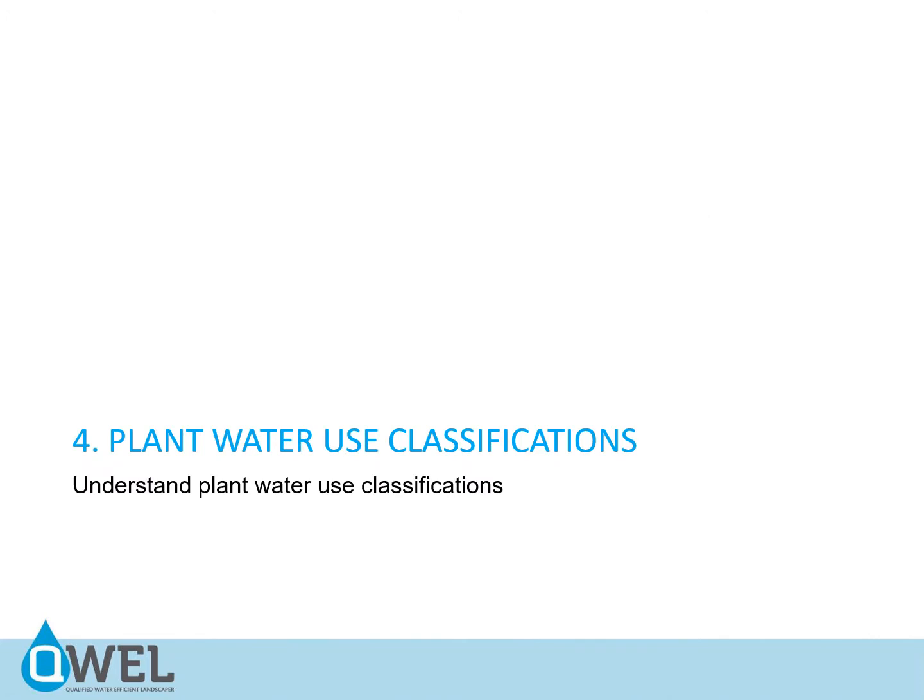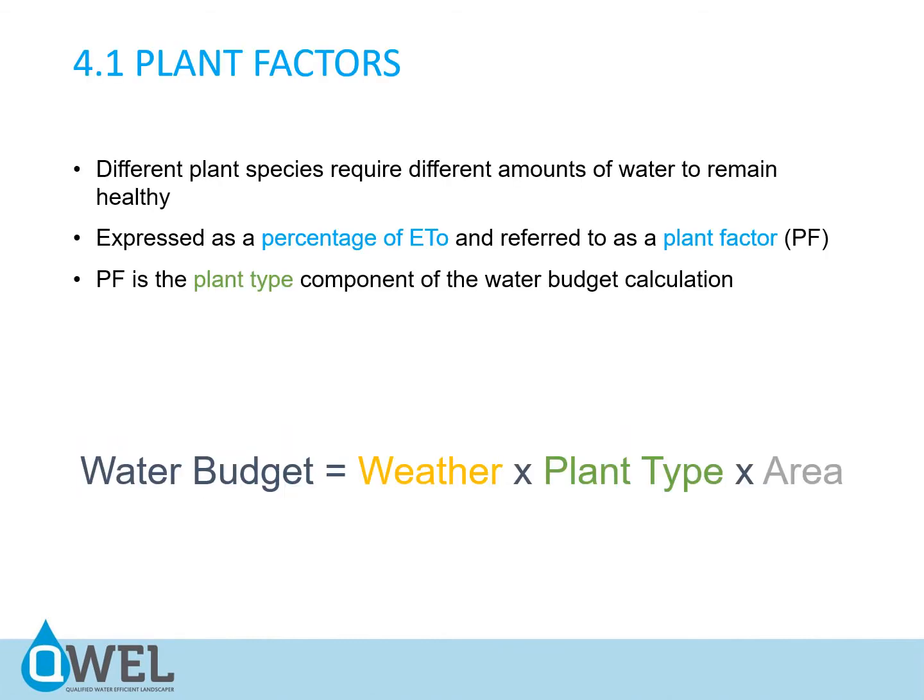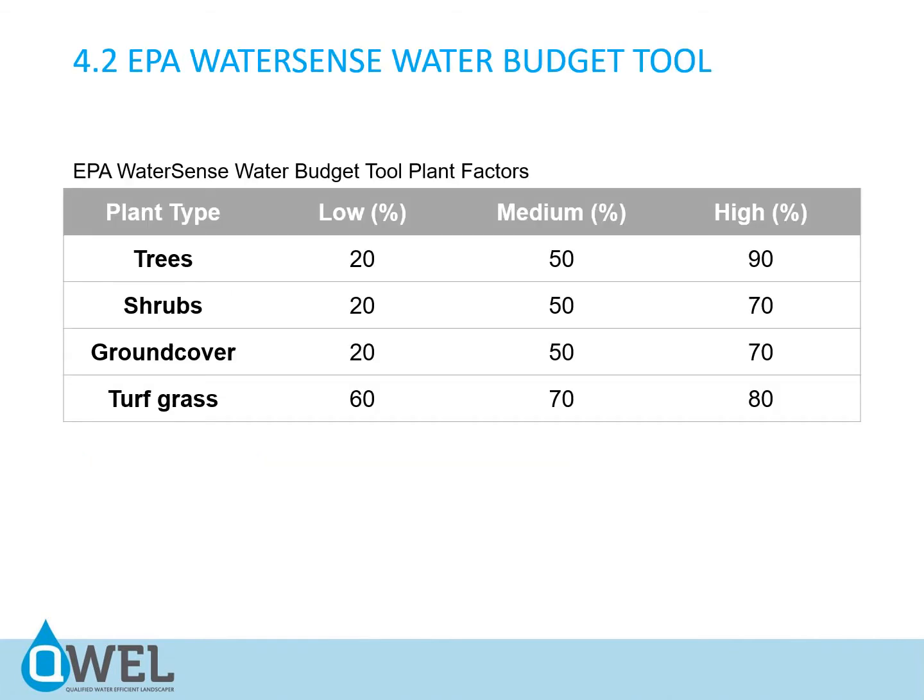4.0 Plant water use classifications. Understand the plant water use classification. 4.1 Plant factors. Different plant species require different amounts of water to remain healthy. So it's expressed as a percentage of ETO and referred to as the plant factor, or PF. The plant factor is the plant type component of the water budget calculation. And remember, water budget is weather times the plant type times the area.